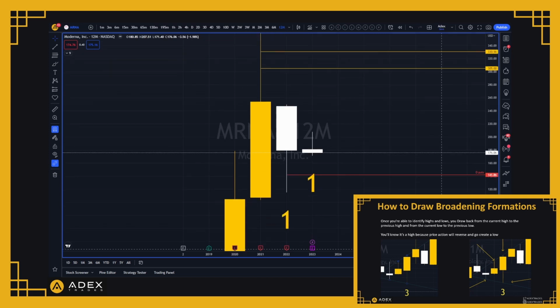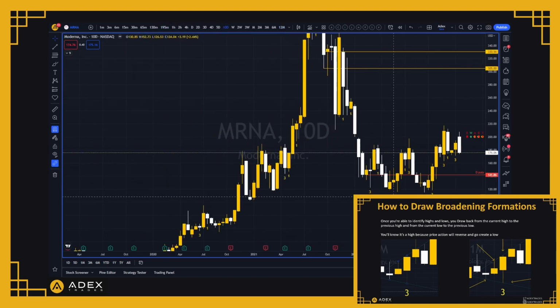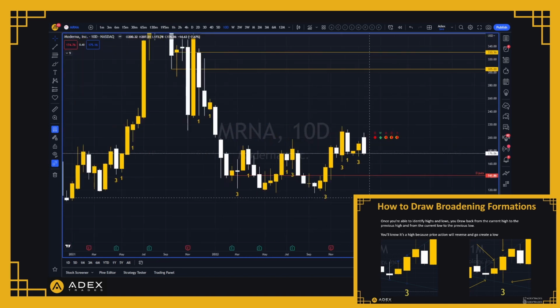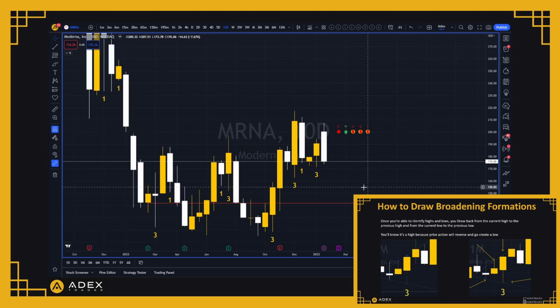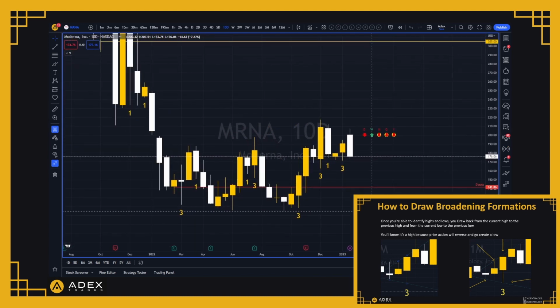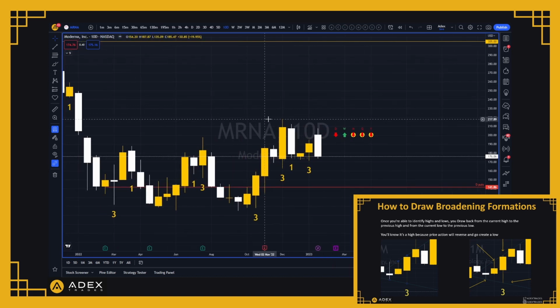All right, let me go to Moderna. All right, Moderna, perfect example on the 10-day chart. This is a broadening formation. So a broadening formation is when you take the current high and you draw it from the current high and take it back to the previous high. And then you draw it from the current low and take it back to the previous low.